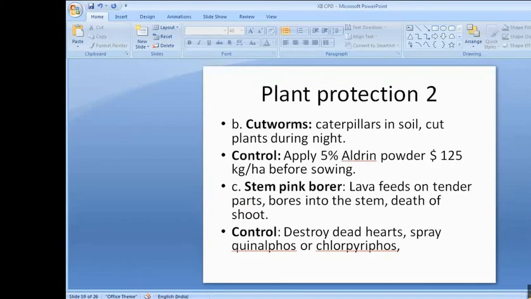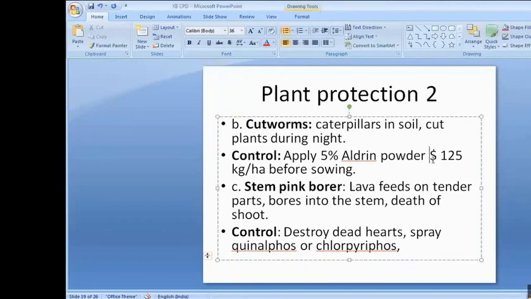Cutworm is another pest, it cuts the plants during night. Control is the same, application of 5% fungicide in the soil, or aldrin powder at the rate of 125 kg per hectare before sowing. Then stem borer. This borer feeds on the leaves and stem. Control: we have to spray chlorpyrifos, and the dead plants are to be removed.